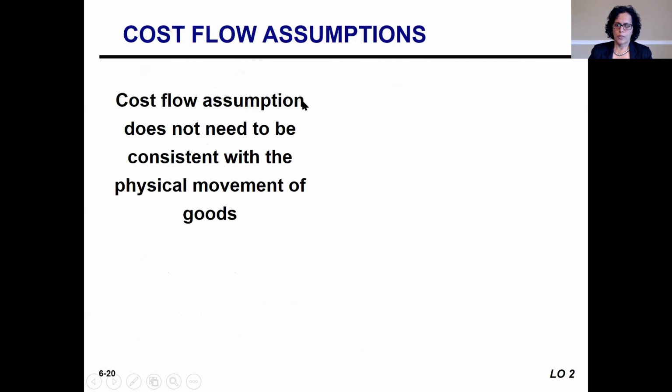Okay. So the cost flow assumption does not need to be consistent with the physical movement of goods. A company has a choice. They choose whether they want to use a perpetual or the periodic system. Within that, they then choose which costing method they want to use: specific identification, LIFO, FIFO, average cost. It's their choice.